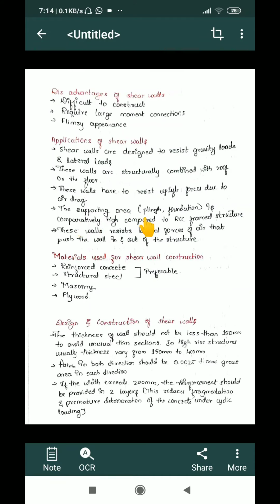The supporting area is comparatively higher as compared to RCC framed structures. So if shear walls are provided, below the shear walls there needs to be a firm foundation, hence the supporting area will be comparatively larger. These walls resist the lateral forces of air that push the wall in and out of the structures. So this is as per the definition.